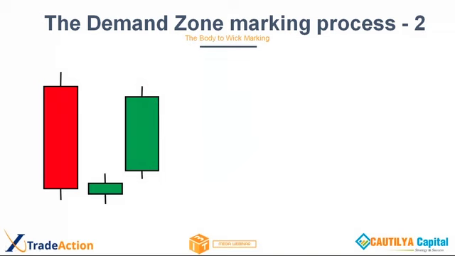The demand zone marking process 2. We all know it's a DBR, drop base rally. Now instead of taking the wick to wick, we take body to wick. The body, the close of the bull candle, becomes the body. What if the base is a red candle? What will you take?